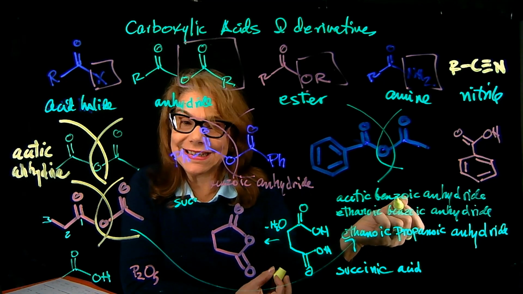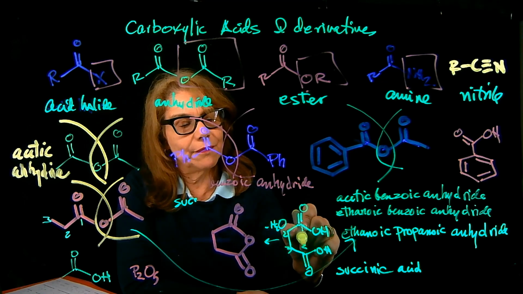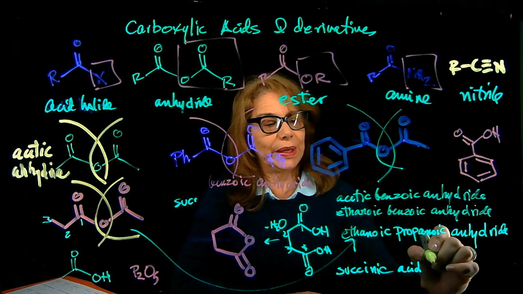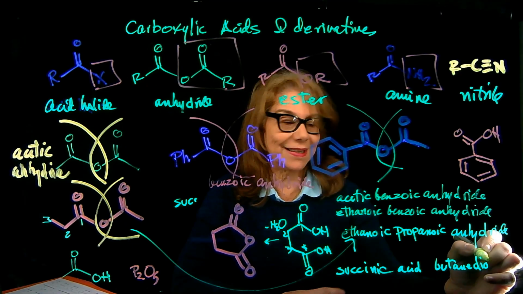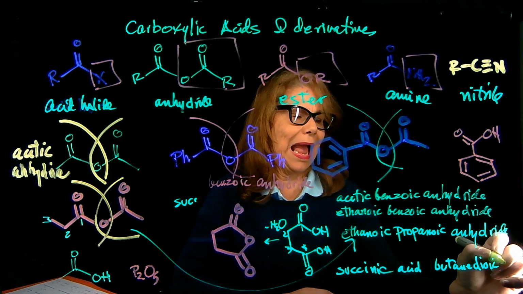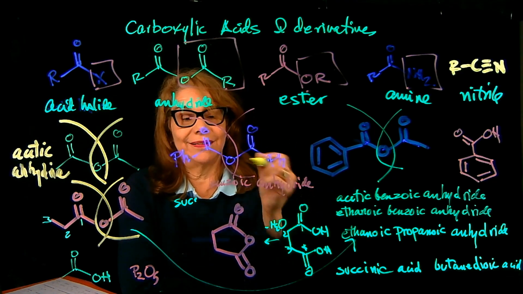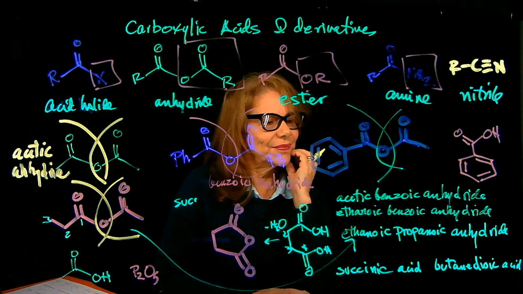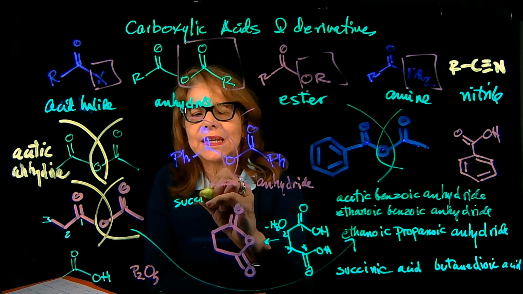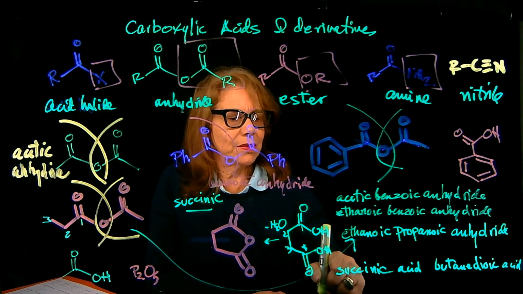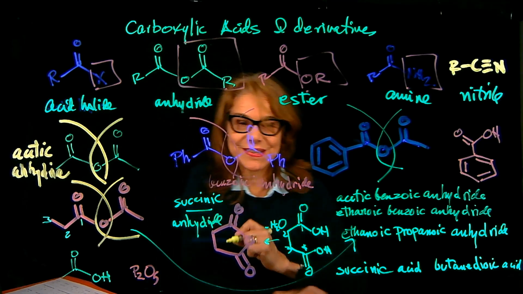Succinic acid is a dicarboxylic acid that you can also name 1, 2, 3, and 4. This is butanedioic acid, and that is butanedioic anhydride. So this is what it would say, succinic anhydride, or you can use the IUPAC name.